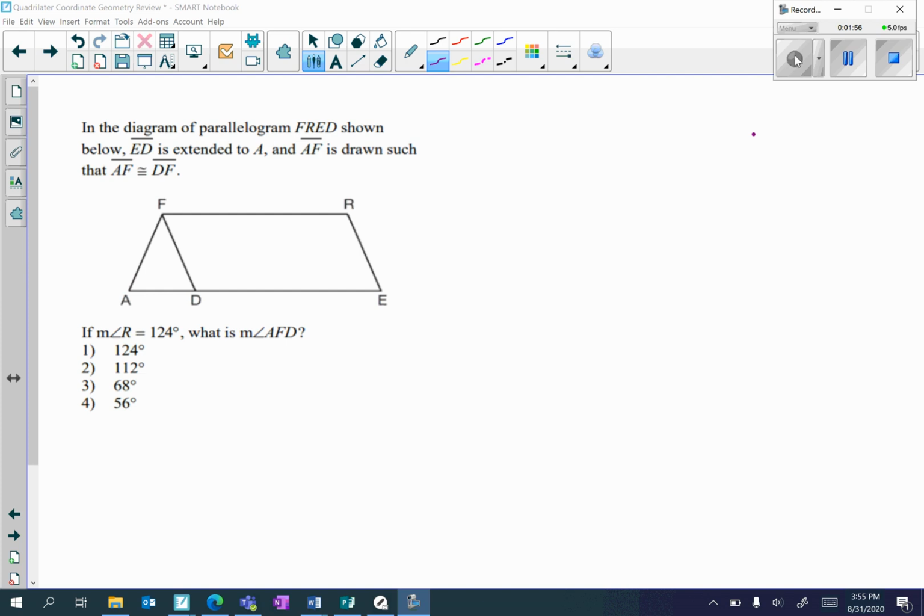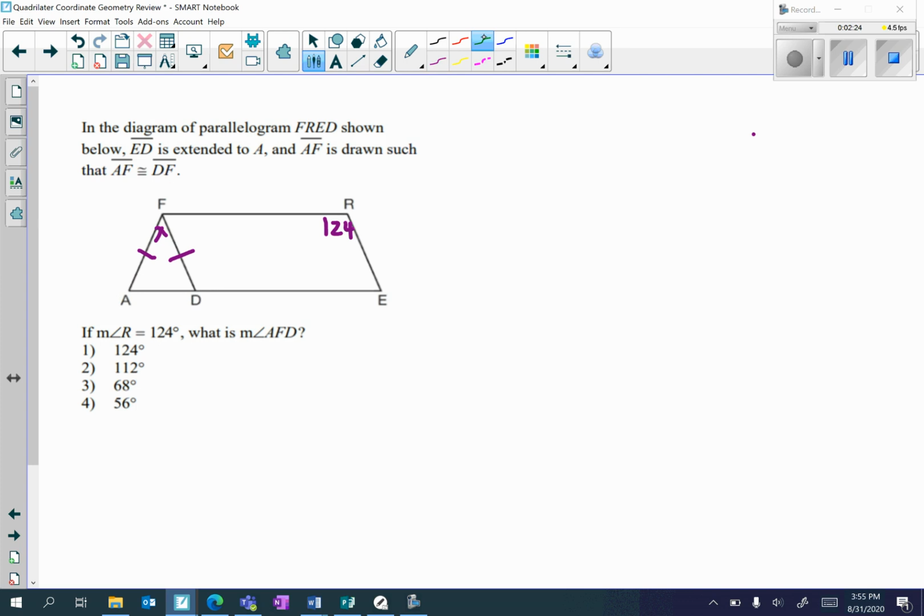Let's look at the next question. In the diagram below of parallelogram FRED, ED is extended to A and AF is drawn such that AF is congruent to DF. Make sure you're always marking up your diagram. If the measure of angle R is 124, also write that in. What is the measure of angle AFD? So AFD, I'm going to put in x.